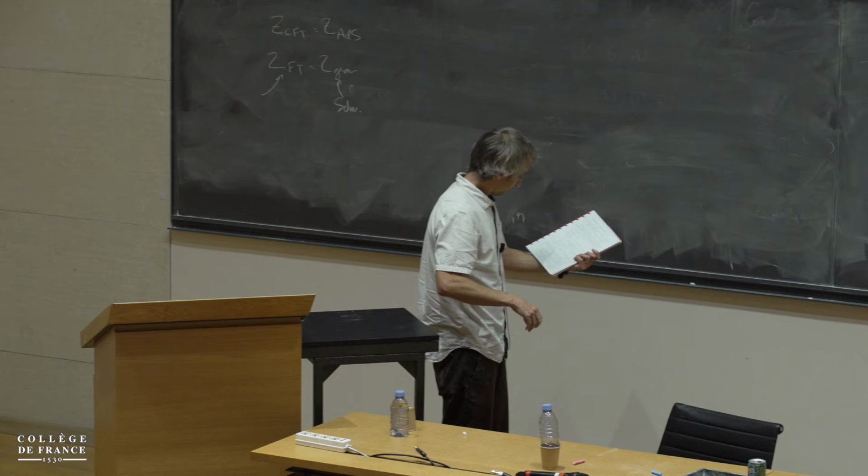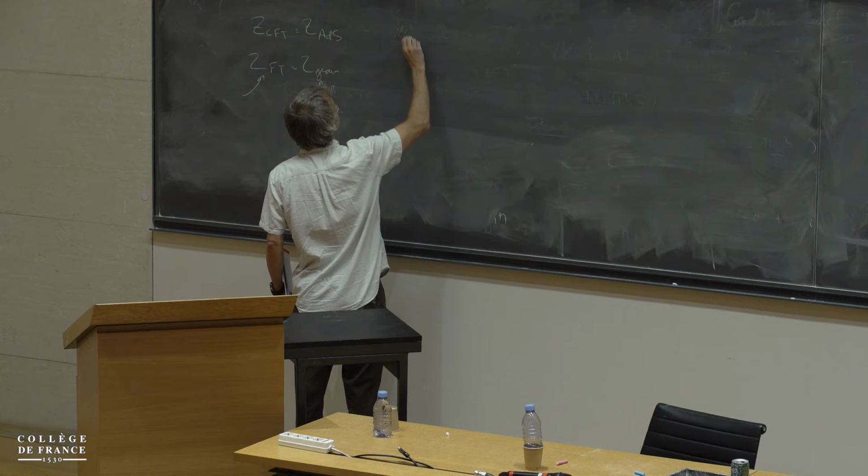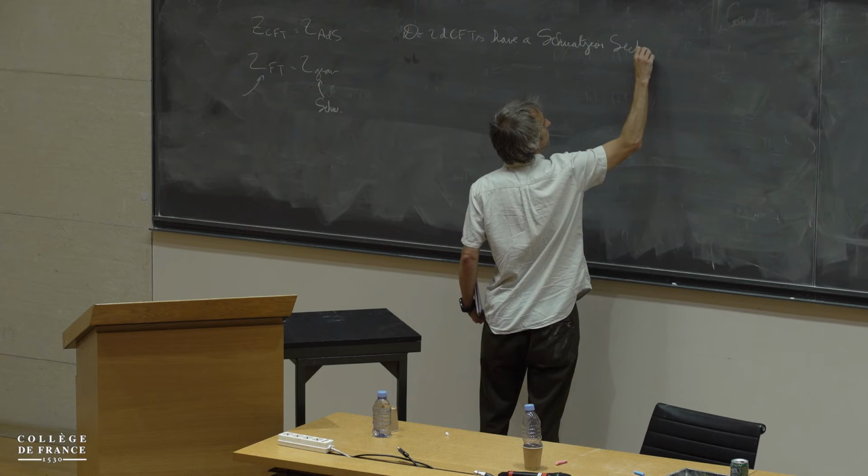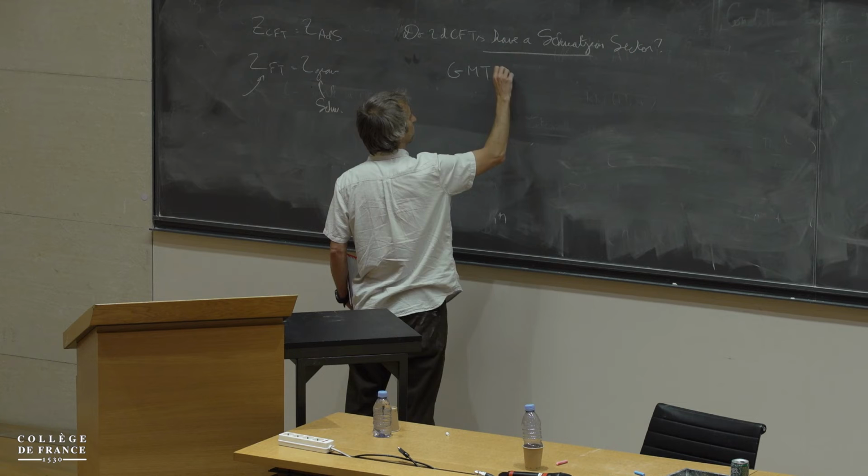So how does it work for CFTs? Do 2D CFTs have a Schwarzian sector? This was done by Gosch, Max Field, and Toriachi in a paper in 2019. So what is it that they did?